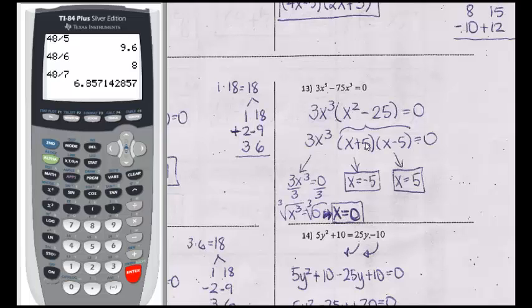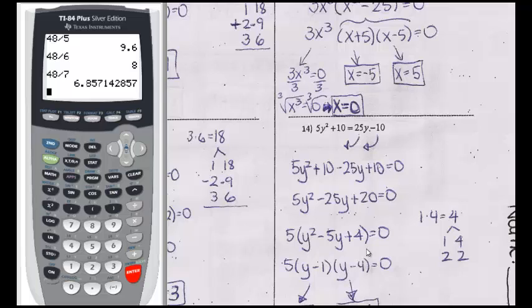In this case, x plus 5. Imagine in your head, x plus 5 equals 0. Move the 5 to the other side, becomes negative 5. And in this case, move the 5 to the other side, becomes positive 5. So there's three answers in this particular problem. Okay? Problem number 14.